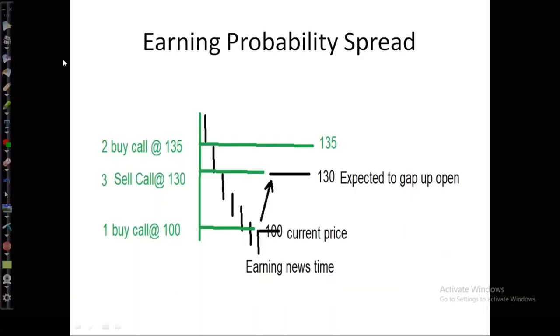I can see this is called the earning spread. Very interesting trading strategy. Suppose price is running down like that, and somewhere here. Suppose price is here somewhere today, and tomorrow this company releases results. Suppose it is XYZ company, just for example, and the price is right now somewhere around 100 rupees.